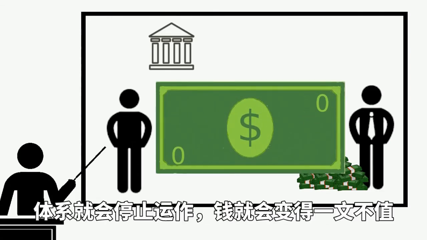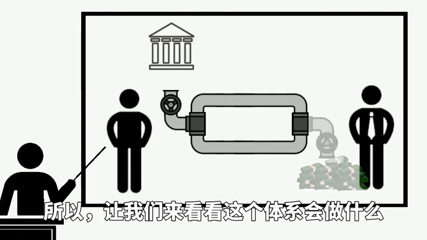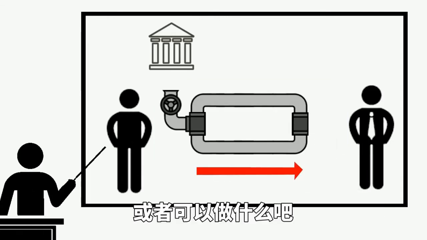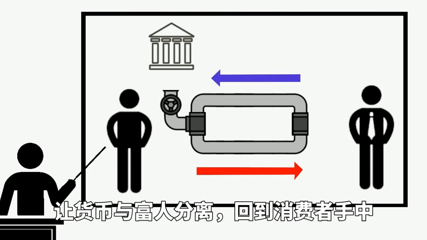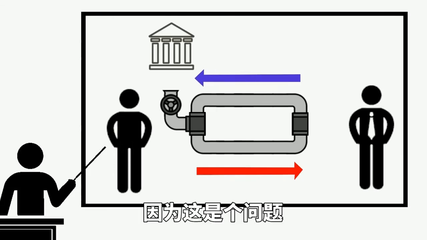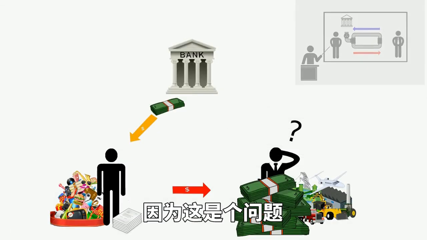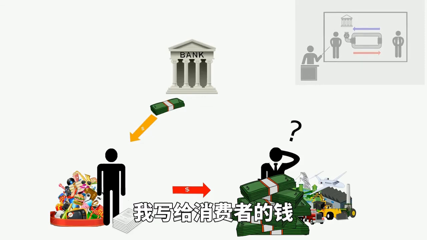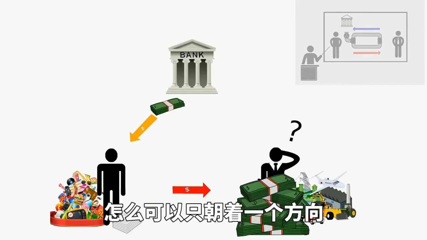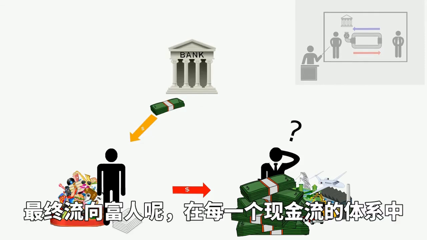The money becomes worthless. So let's find out what the system will do or can do to make the money circulate from the rich back to the consumers. Because this is the problem. How can the money return to the consumers when it flows only in one direction towards the rich?